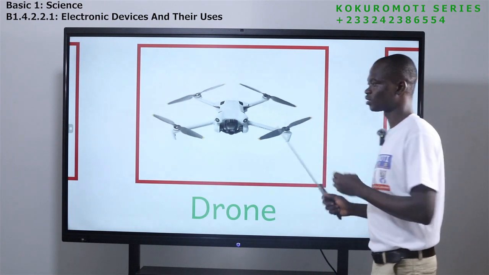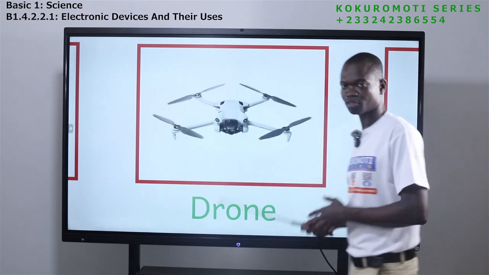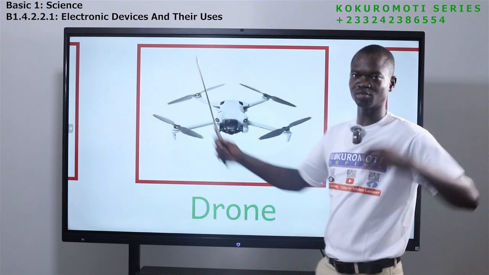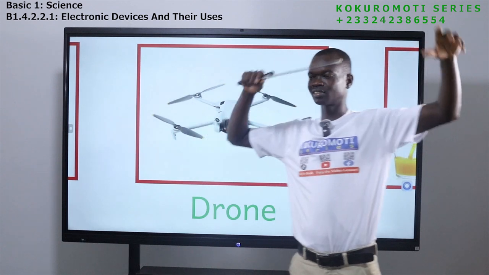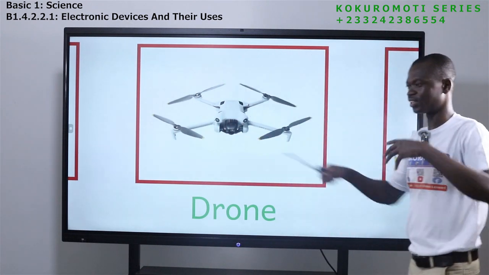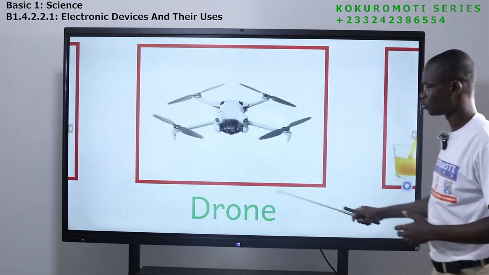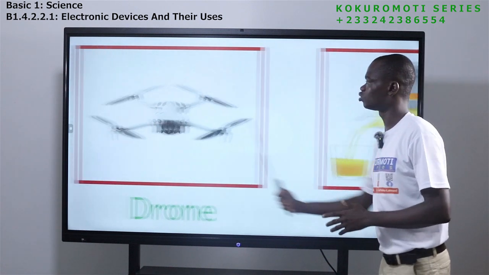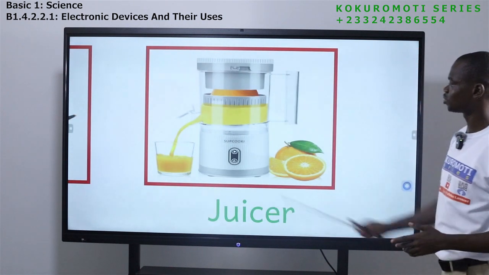This is a drone. This one flies in the air. It is used to deliver items from one point to another. The photographers too, they use it to take pictures to get the angles of an area. Do you get it? So we call it a drone. It also uses battery.